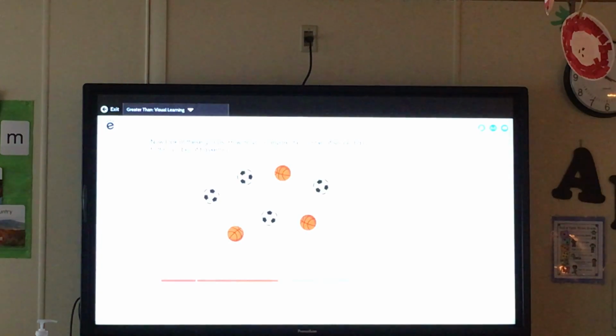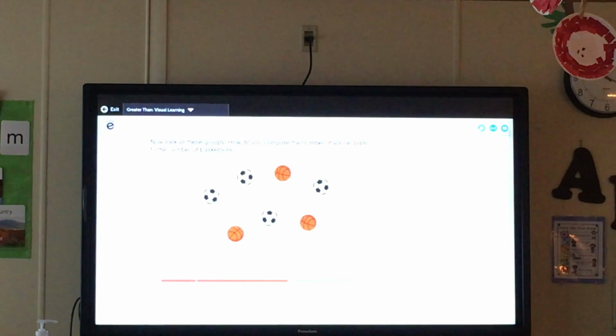Now look at these groups. How do you compare the number of soccer balls to the number of basketballs?